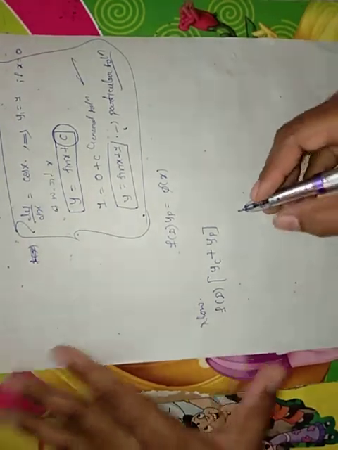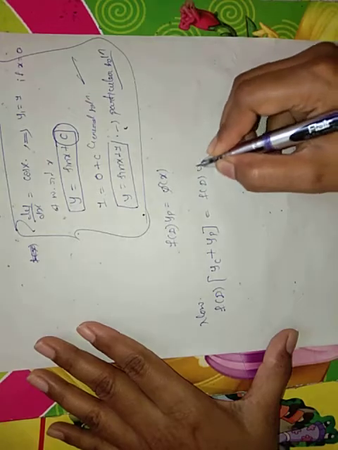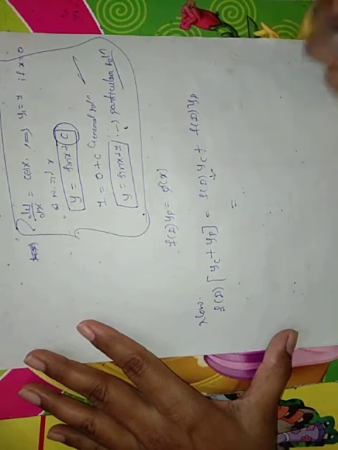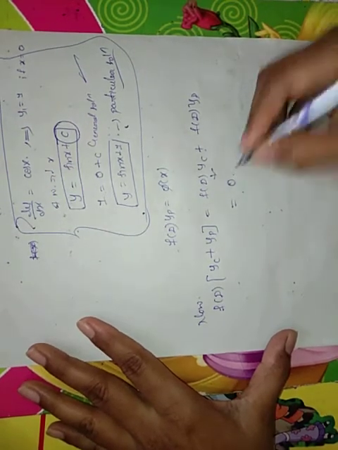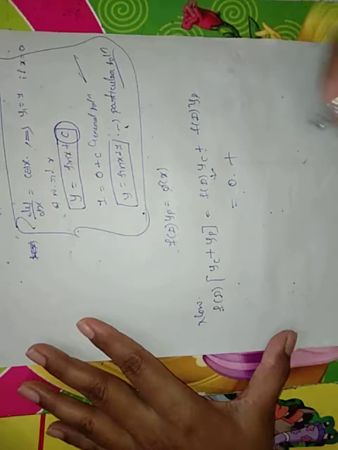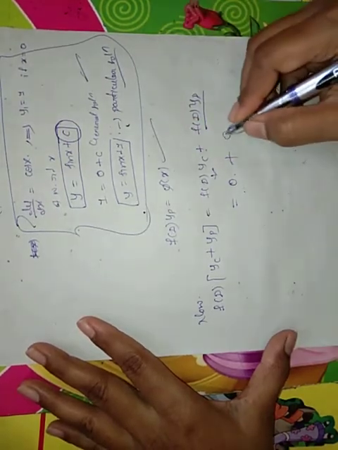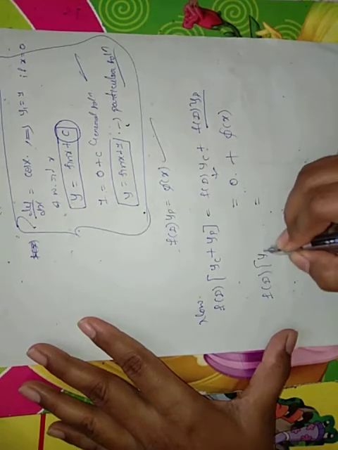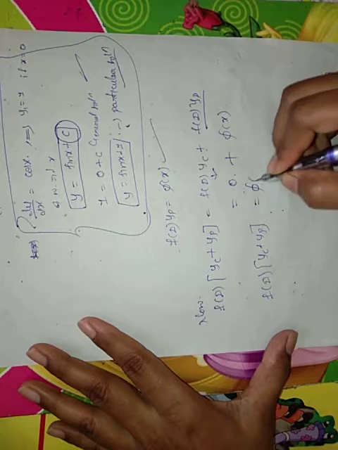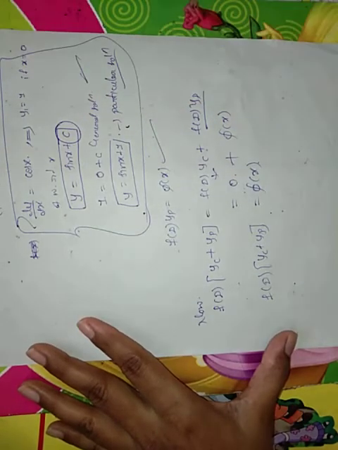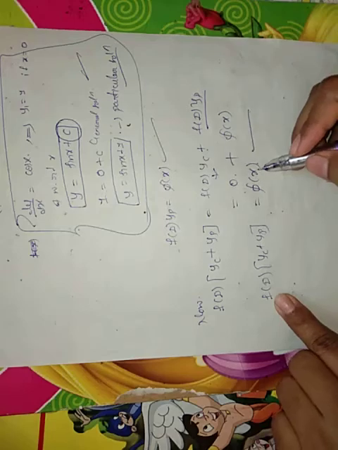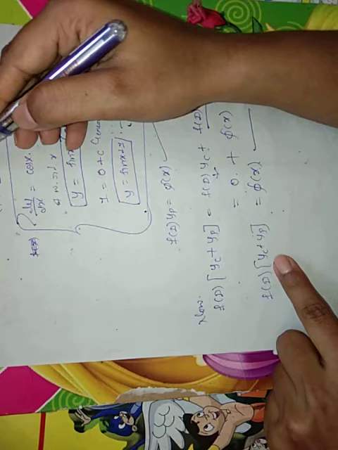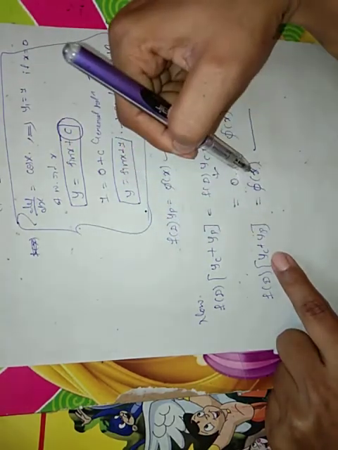Suppose f of D of yc plus yp; then f of D of yc, open the bracket, plus f of D of yp. As we derived previously, f of D of yc is 0, plus f of D of yp equal to psi of x. Now see here, f of D of yc plus yp is again equal to psi of x. Compare equation 1 and this equation. Instead of y, here it is yc plus yp.